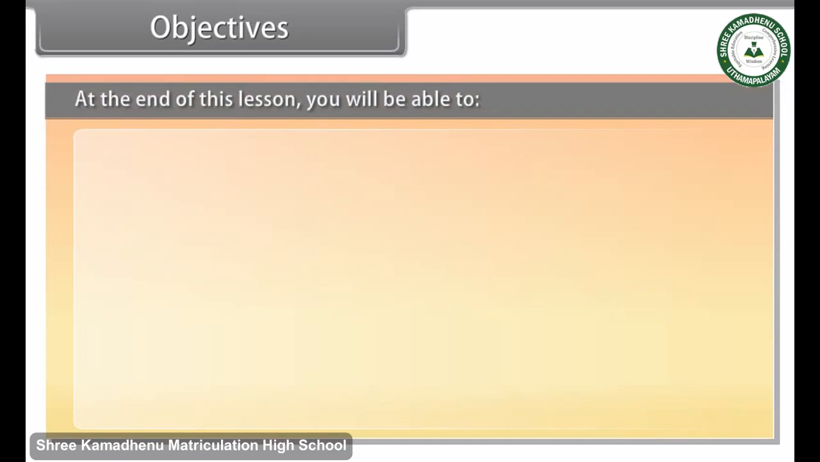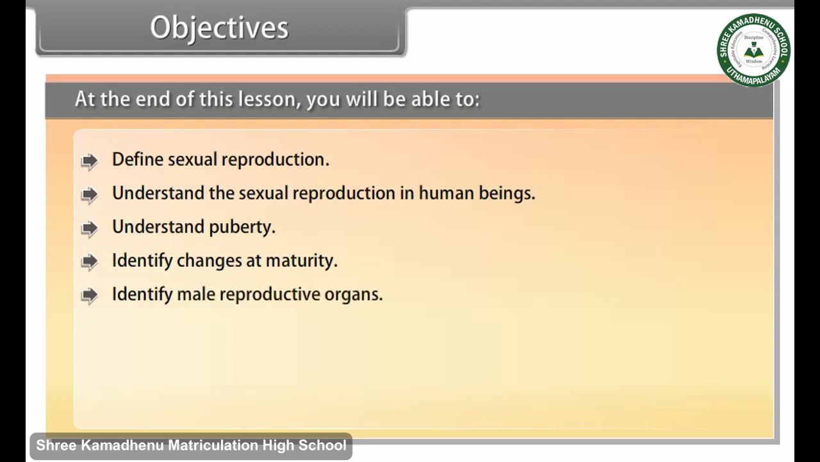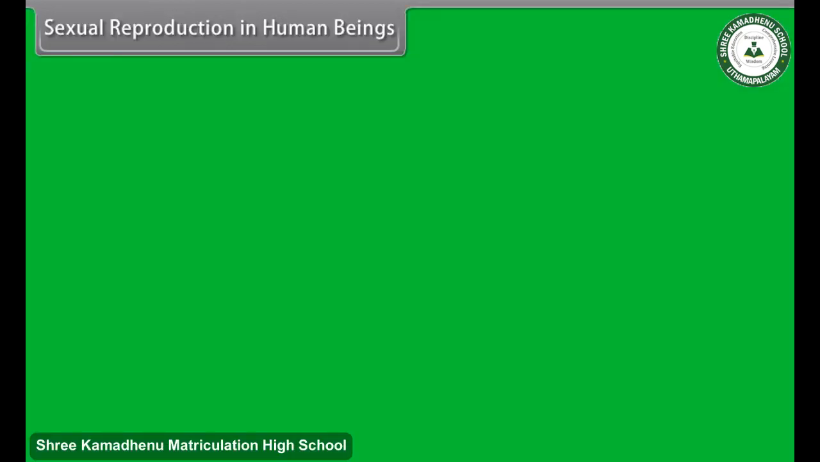Objectives. At the end of this lesson, you'll be able to define sexual reproduction, understand the sexual reproduction in human beings, understand puberty, identify changes at maturity, identify male reproductive organs, identify female reproductive organs, understand the process of reproduction in human beings, understand menstruation.